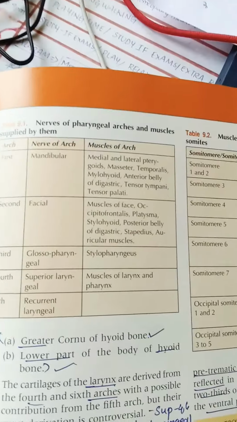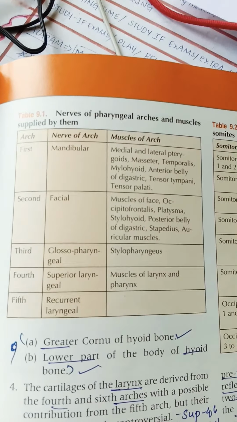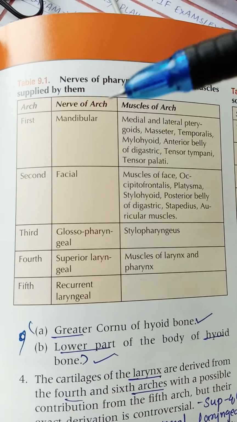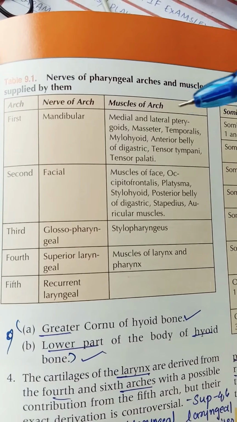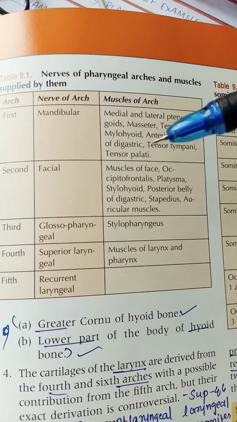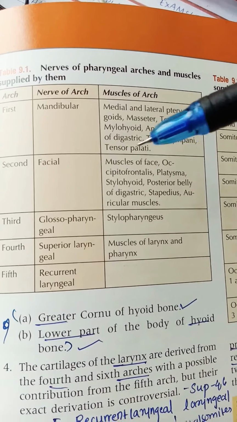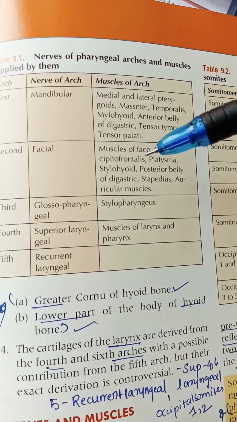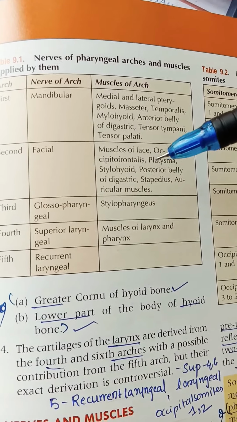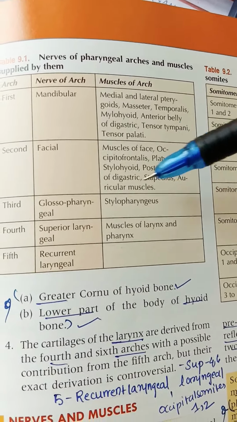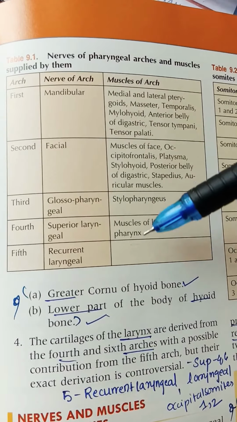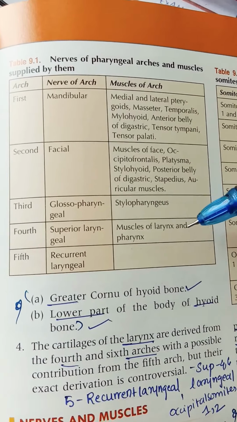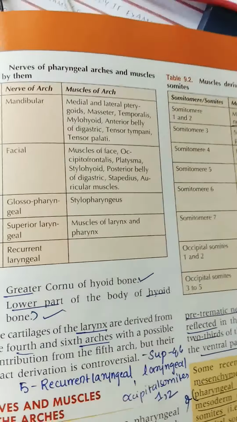So as I said just there, right? All those are here again if you want. Okay, let us revise. First arch by mandibular nerve, and medial and lateral pterygoid, masseter, temporalis, mylohyoid, anterior belly of digastric, tensor tympani and tensor palati. And second one is by facial, this is muscles of face, occipitofrontalis, platysma, stylohyoid, posterior belly of digastric, stapedius, auricular muscles. And the third one is by glossopharyngeal, stylopharyngeus. Fourth one is superior laryngeal and muscles of larynx and pharynx. Sixth one by recurrent laryngeal, right?